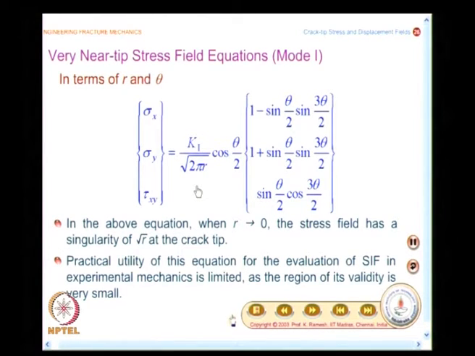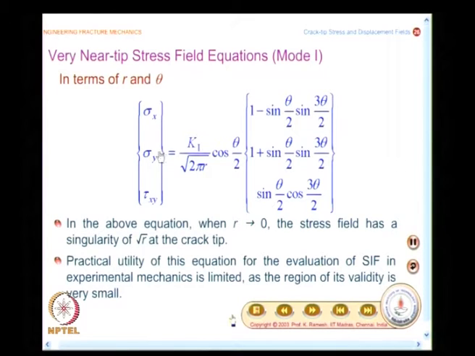In a plasticity situation, you will have a 1 by r singularity. The singularity strength would be different for different cases, people have noted that, and root r singularity is a very famous terminology which you come across very often in fracture mechanics. The elasticity solution gives the stress field approaching infinity as 1 by root r.